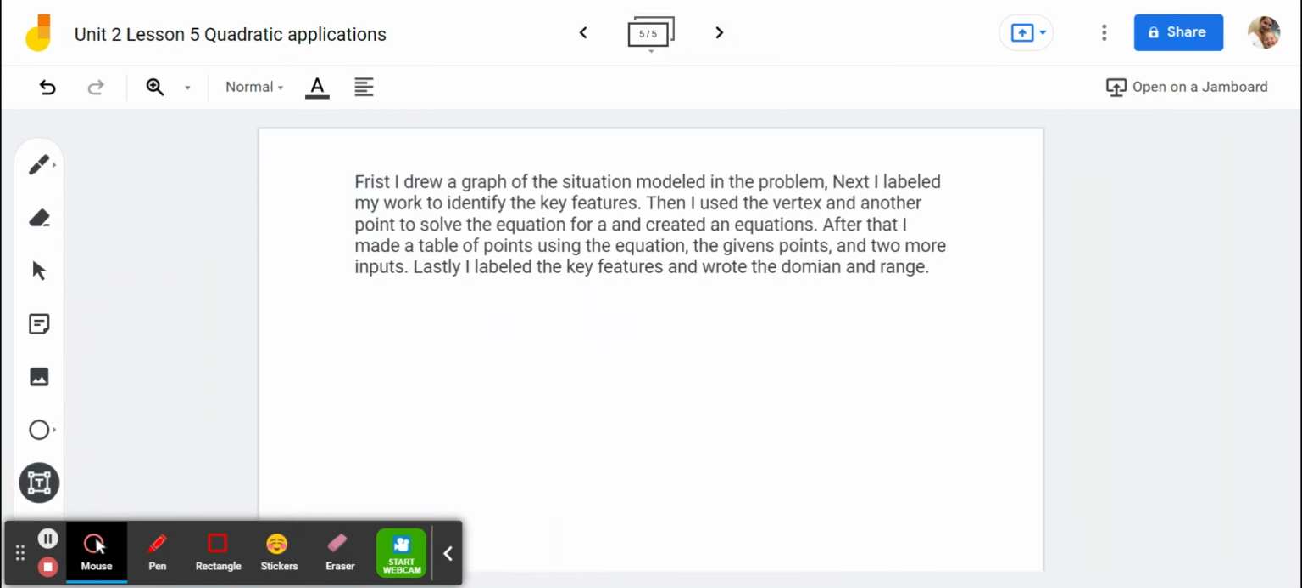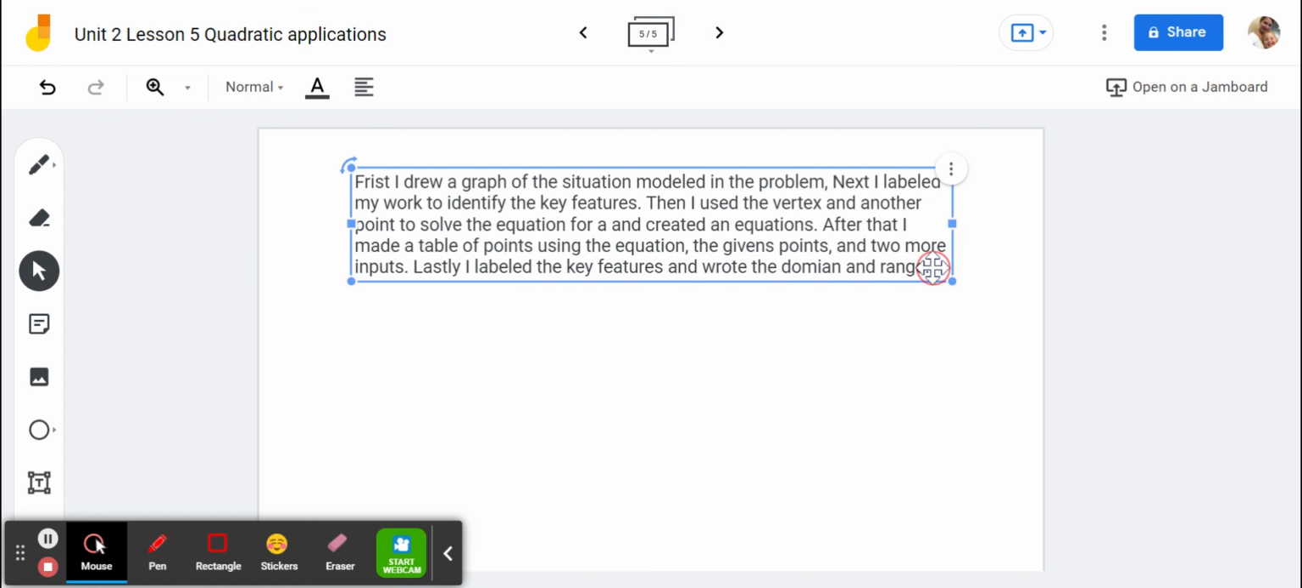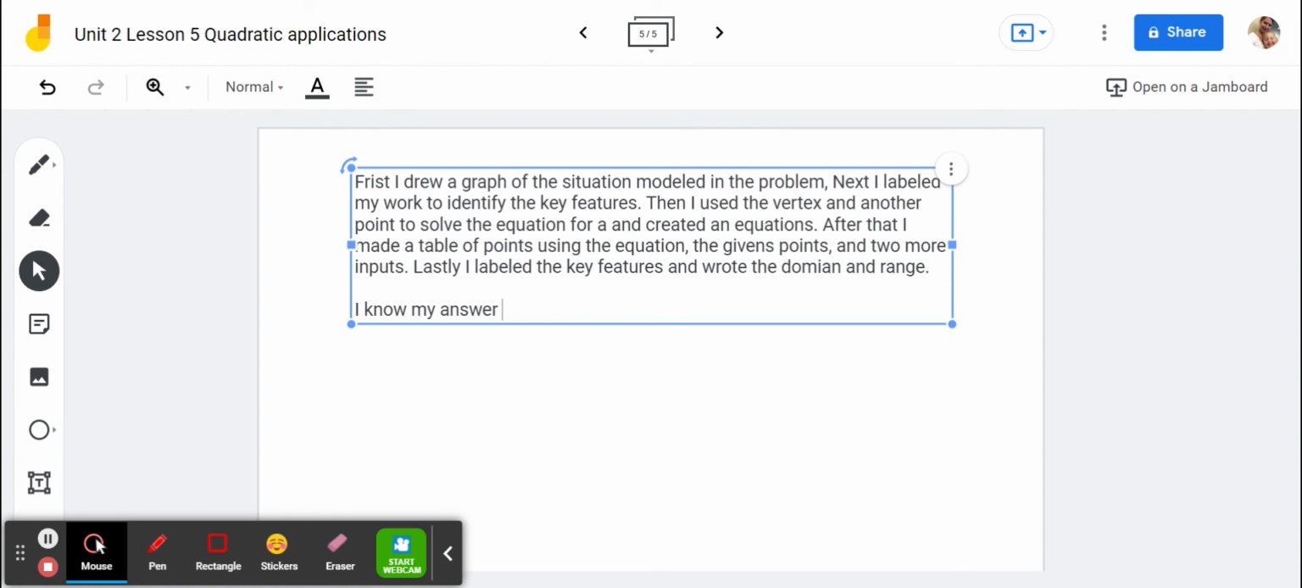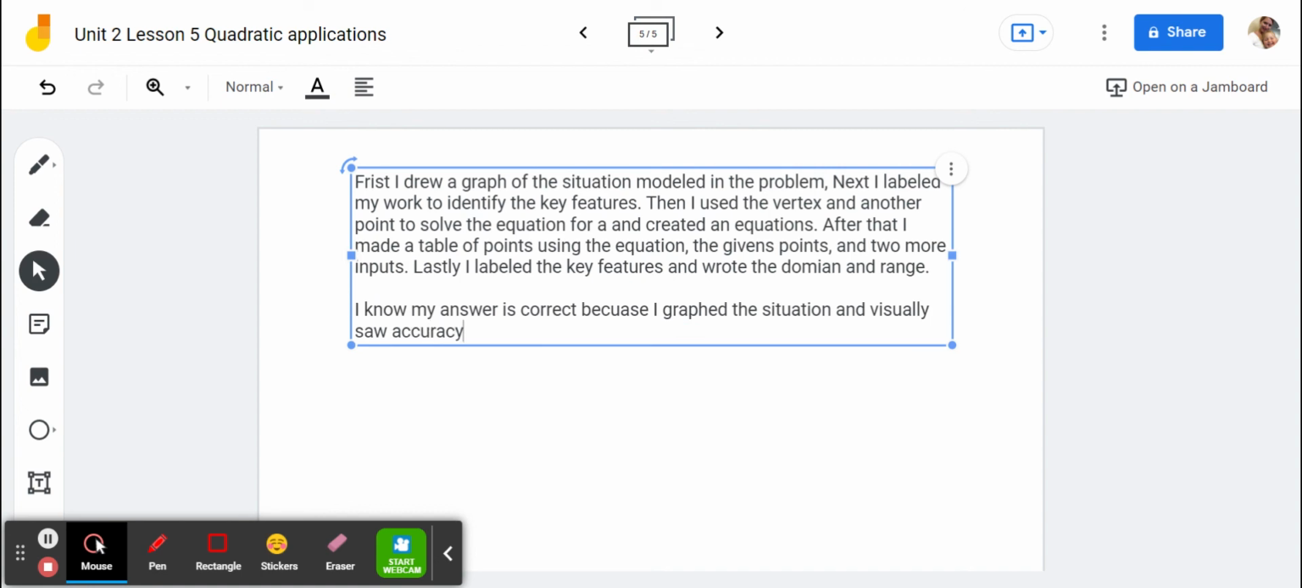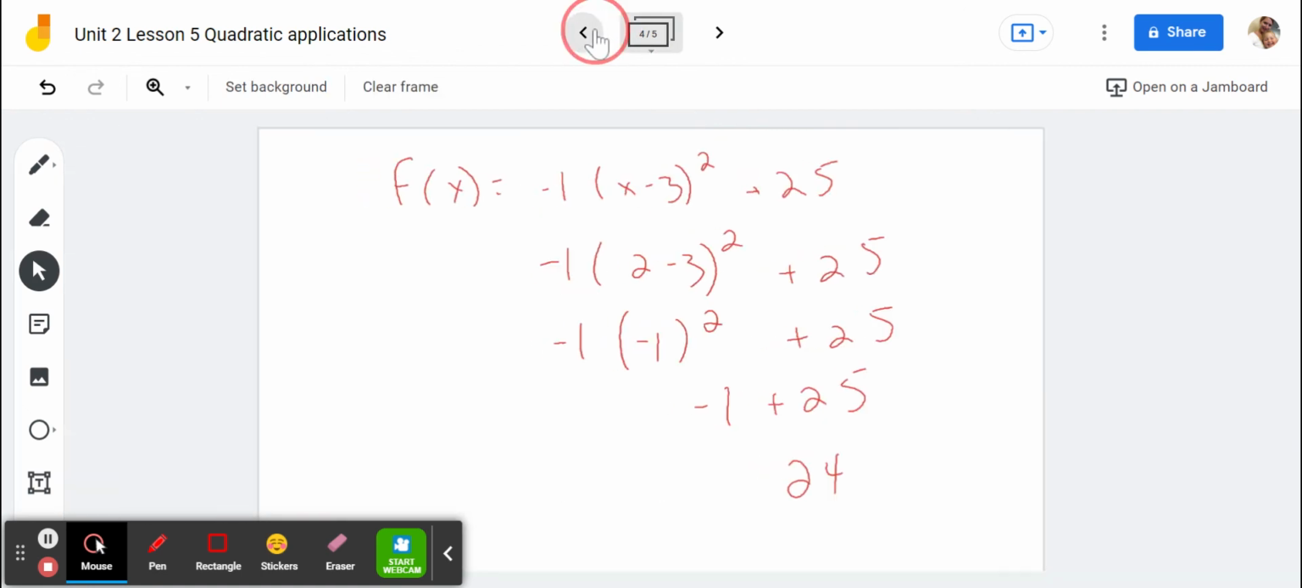Well, in this case, let's go back in here. I know my answer is correct because, and you can choose what you want to do here, I'm going to say I did the graph, but you could say I graphed it on a graphing calculator or something like that. So I'm going to write: I graphed the situation and visually saw accuracy.